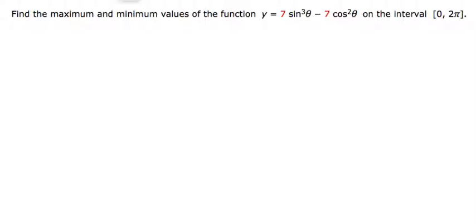In this problem, we want to find the max and min values of this function on the closed interval from 0 to 2 pi. So because this is a closed interval and we're finding extrema, this is referring to absolute extrema. That is, we want to find the single highest y value, which is our max, and the single lowest y value, which is our min.